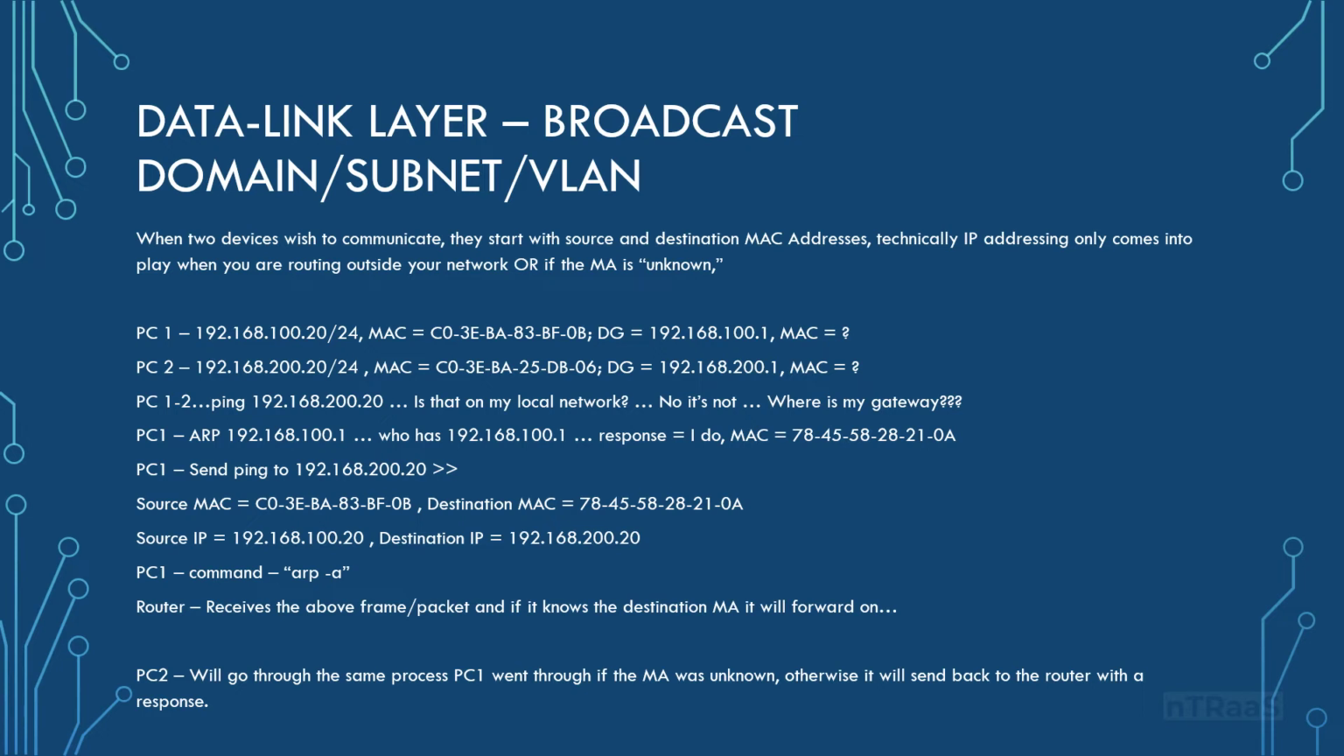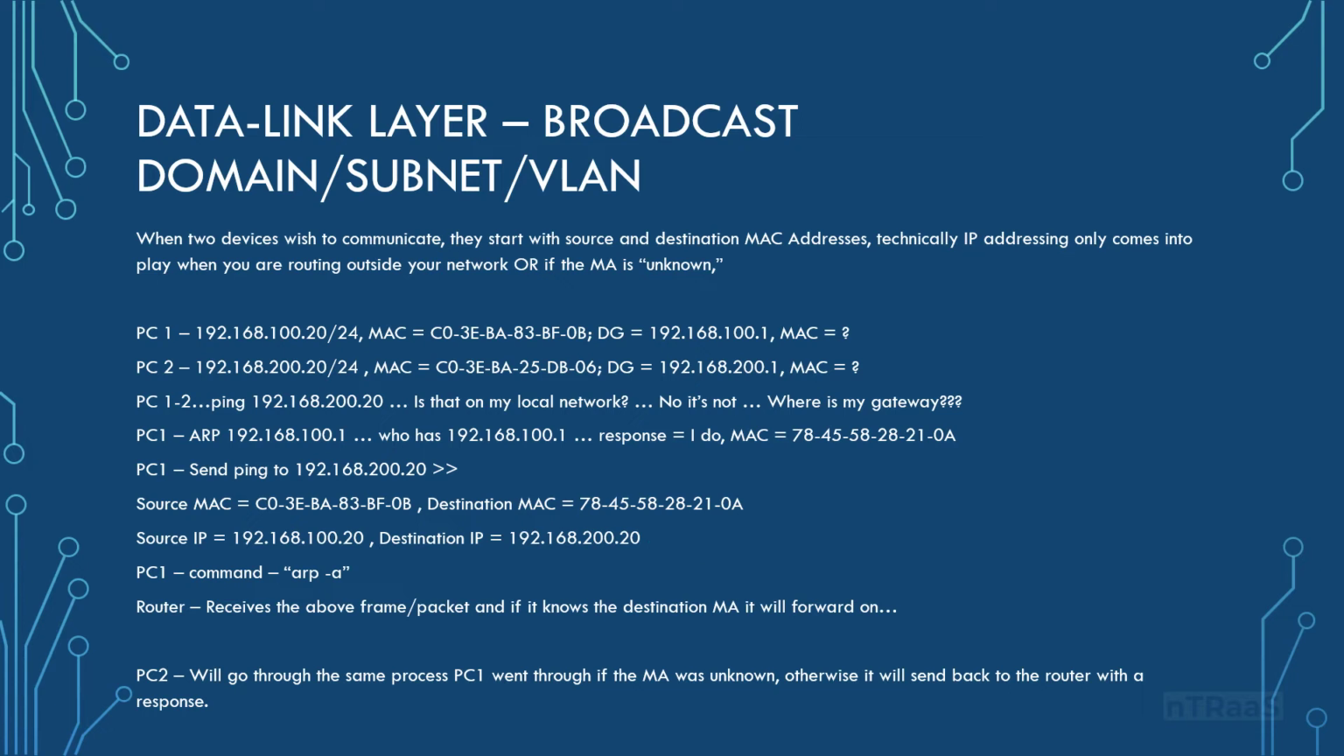Once the PC gets the MAC address of the default gateway, it once again tries to send the ping to 200.20. However, you're going to notice here that the source MAC is the same as PC1, and the destination MAC is the same as the gateway. That's because, once again, layer 2 is on its local network segment. The destination IP address, you'll notice, remains the same at 200.20.